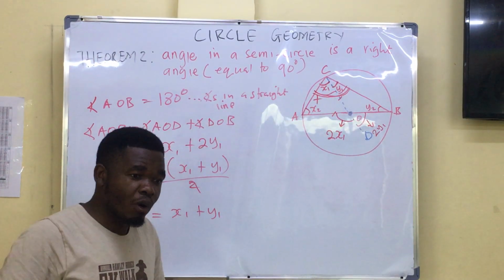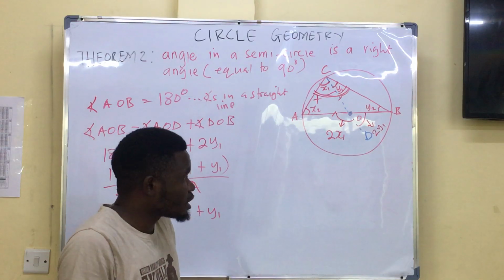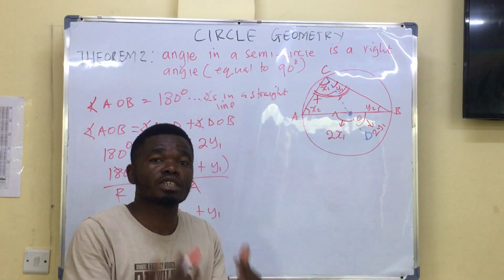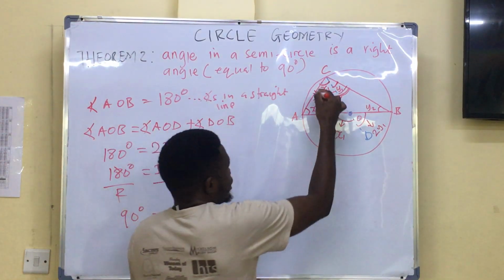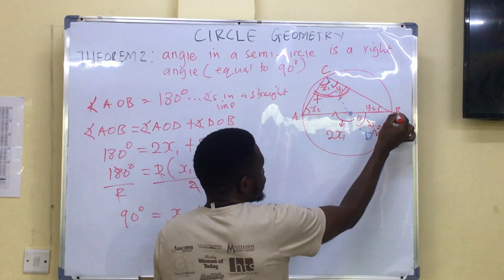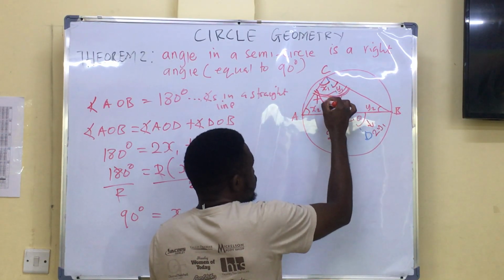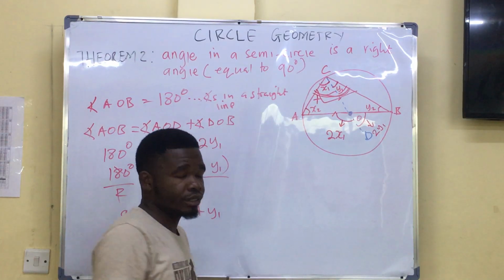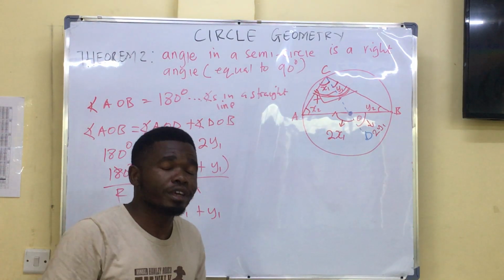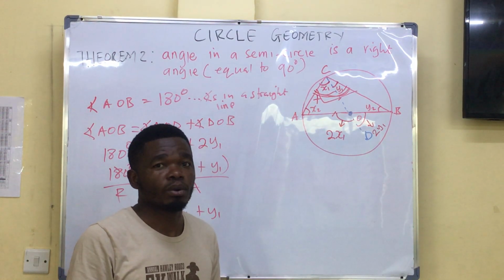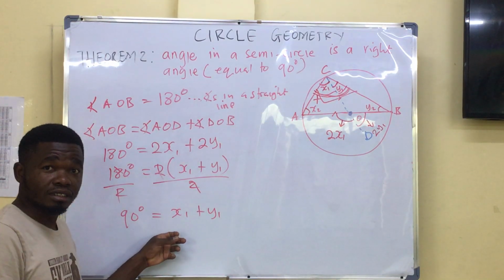But where is the angle formed? The angle is formed in a semicircle. Why? This one is a diameter. So any angle formed in a semicircle is equal to a 90 degree angle, or a right angle. We are done.